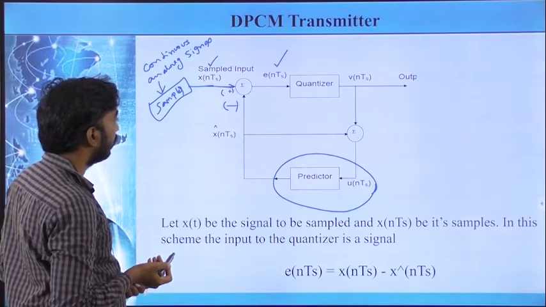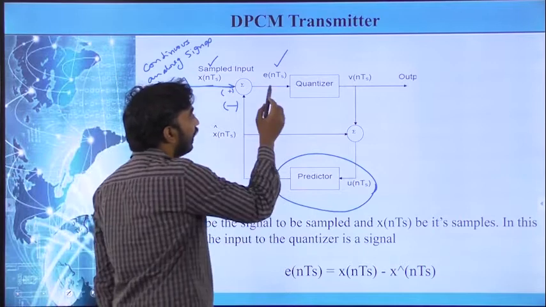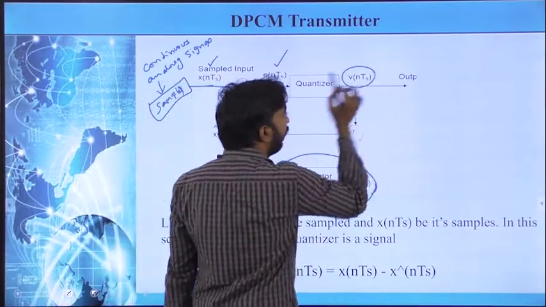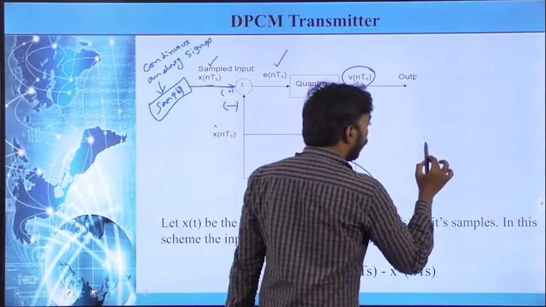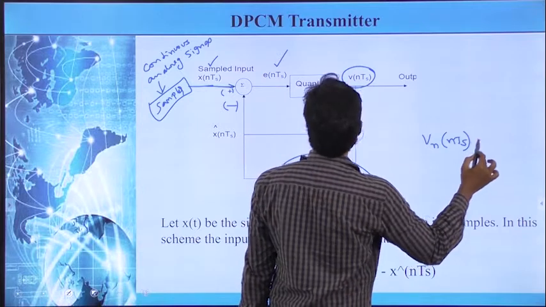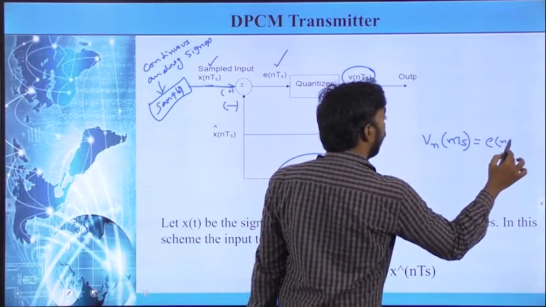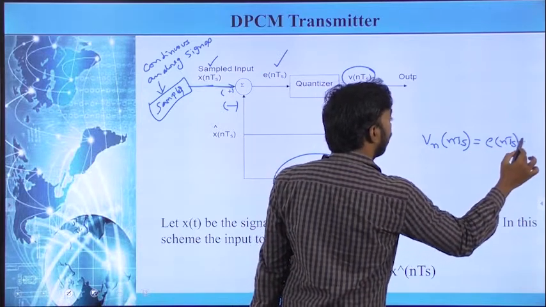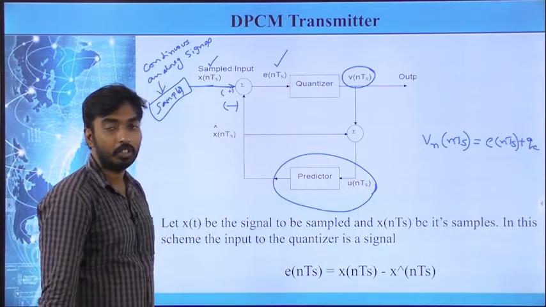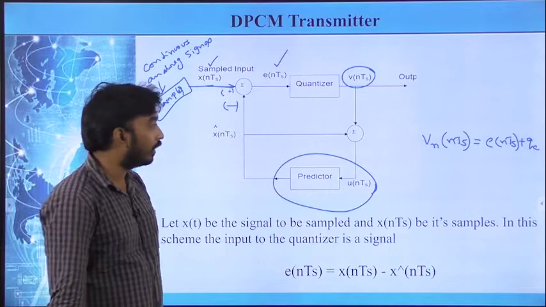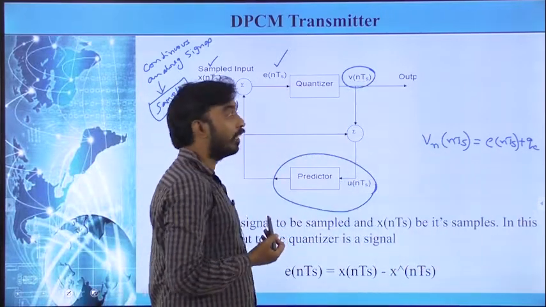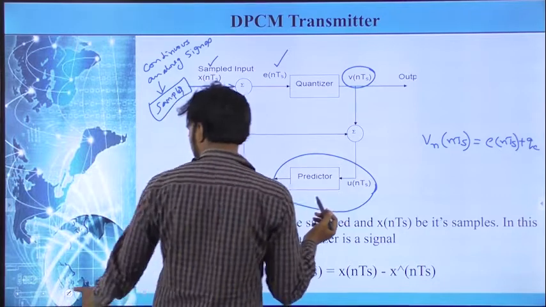So this error signal I am sending to the quantizer, right? The quantizer output is V of nTs, right? So V of nTs is equal to E of nTs plus the quantization error, right? So the quantization error plus E of nTs is equal to V of nTs.